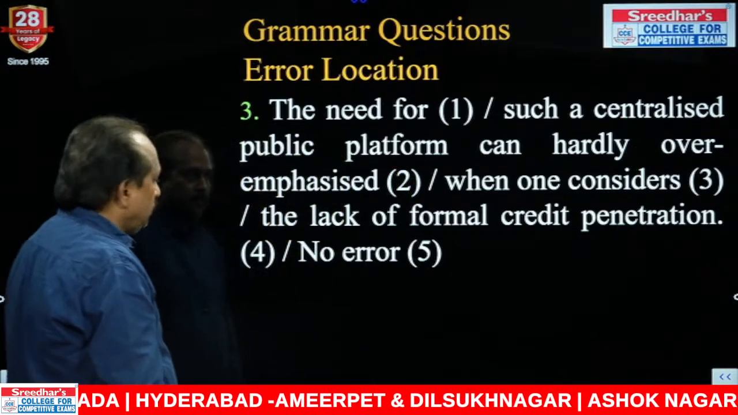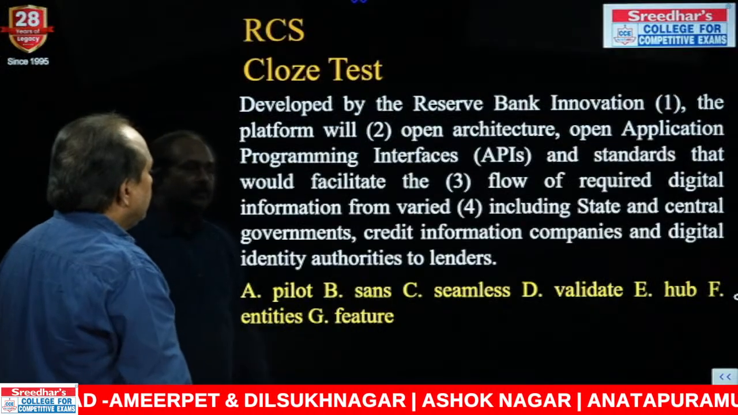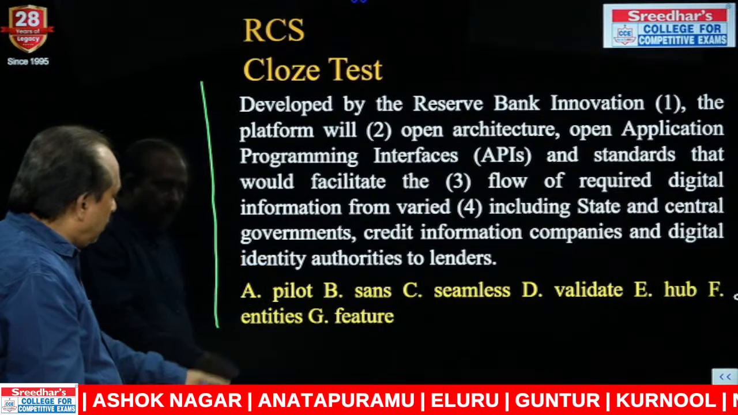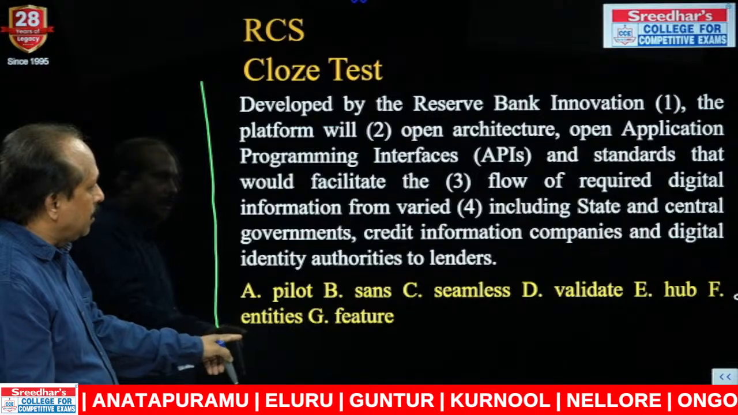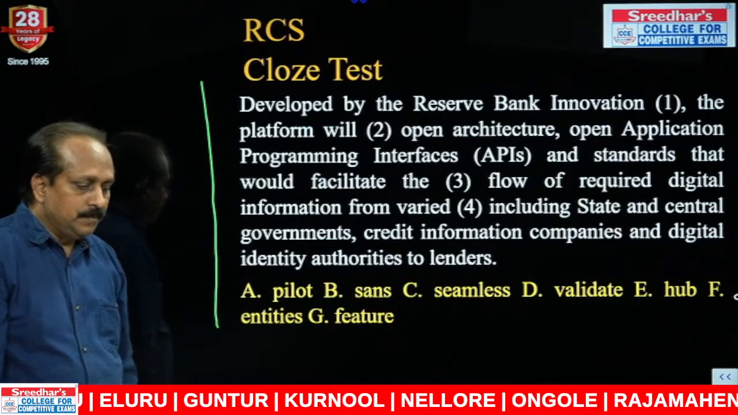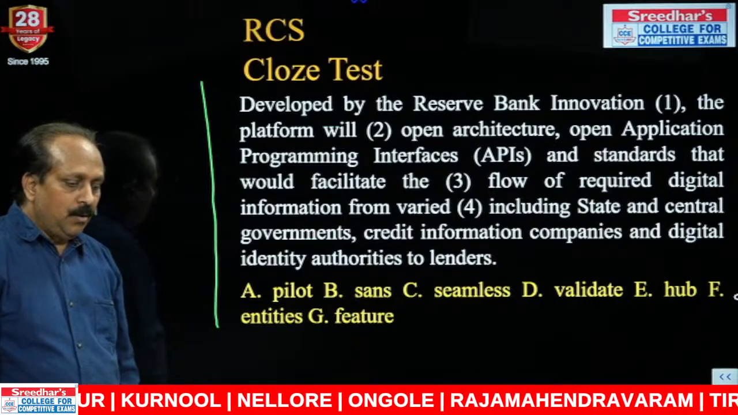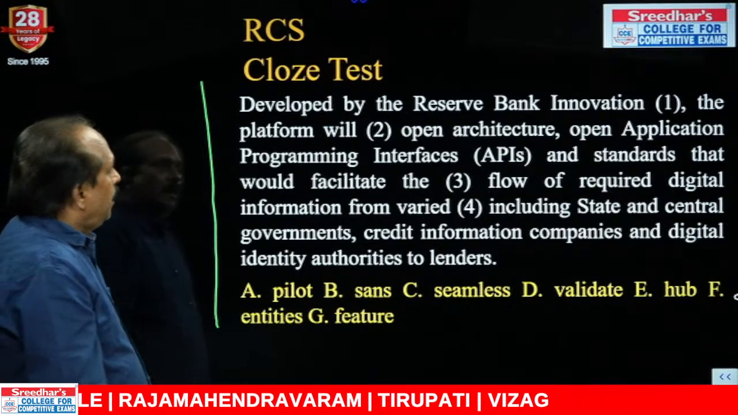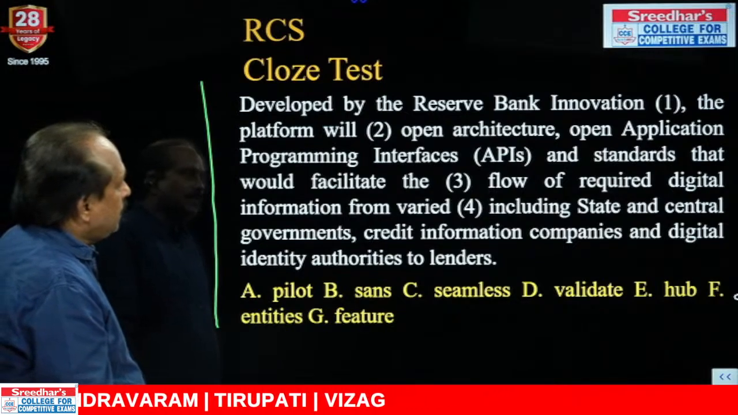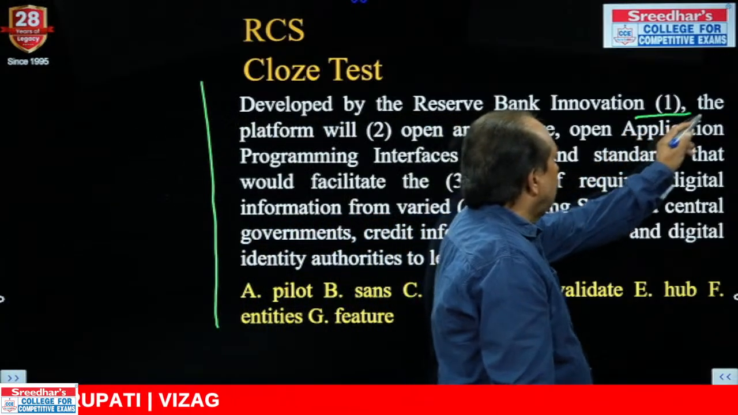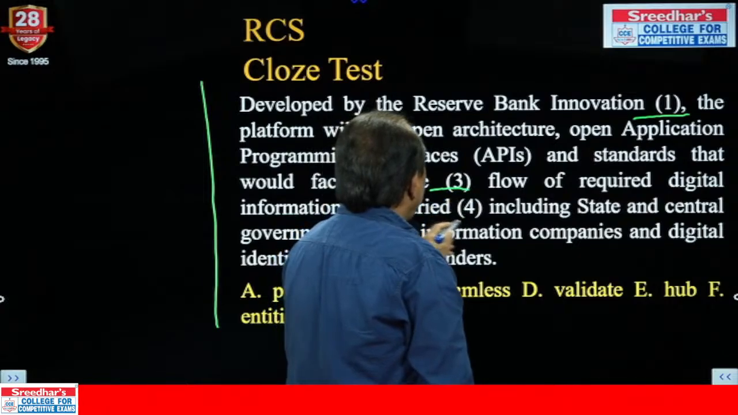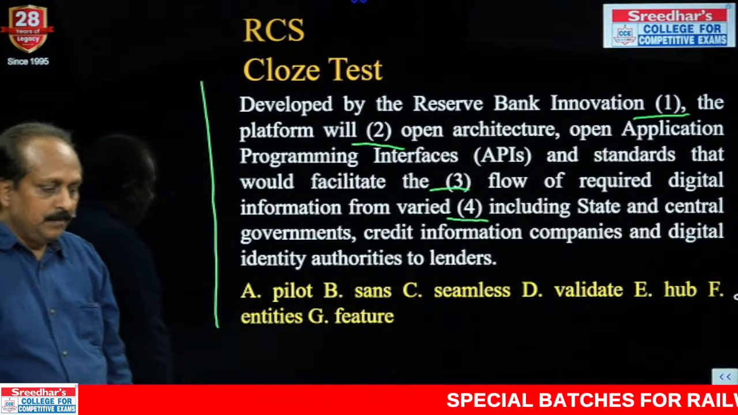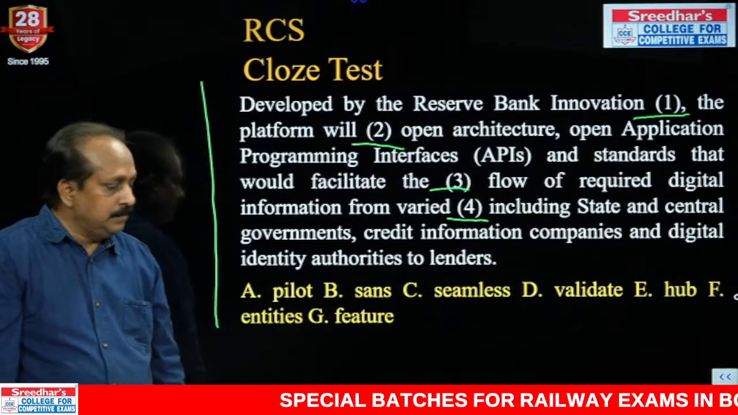Here we have the next one. Cloze test, 2 slides. This is the first one. The next one is also the same continuation. And there are 7 blanks. You have to choose the appropriate word. This is a bit challenging because in a live session you may not get a lot of time. You have to respond immediately. Developed by the Reserve Bank Innovation. I hope you can make out where the blanks are. 1, 2, 3, 4. Here we have 4. Next slide 3. Total 7. Mention the number and the letter.